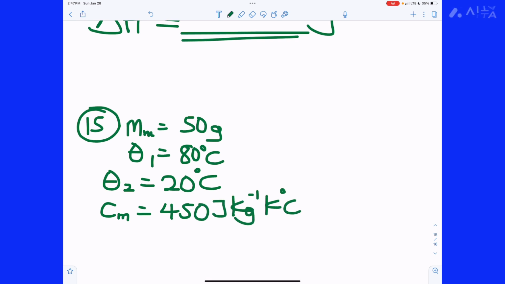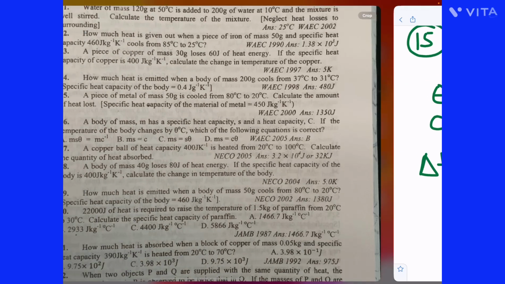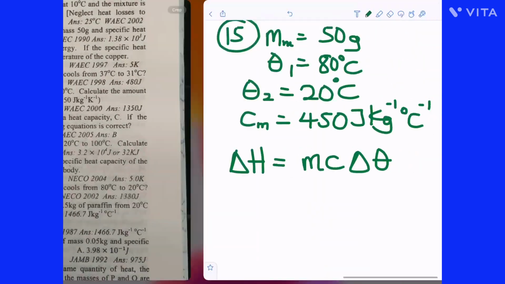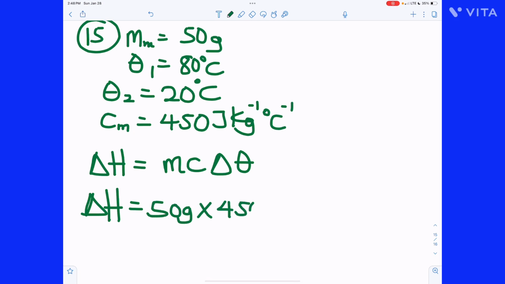You can put per Kelvin here or put per degrees Celsius. So okay, heat lost is mass times specific heat capacity times temperature change. So what will our values be? I want to be sure I didn't make you say 50, 80, 20, 450. Okay, that's right. So our heat lost will be 50 grams times 450.